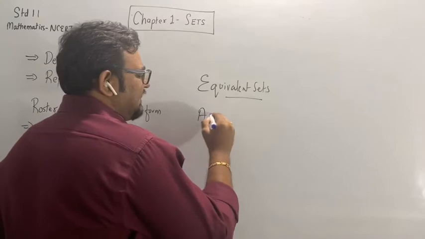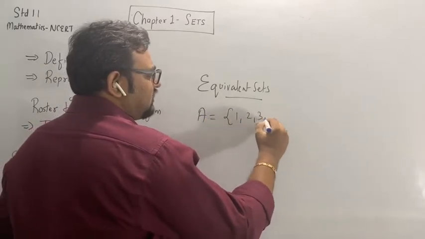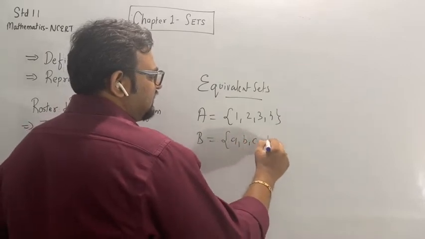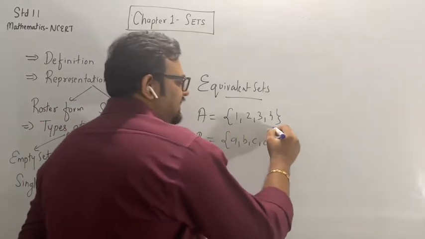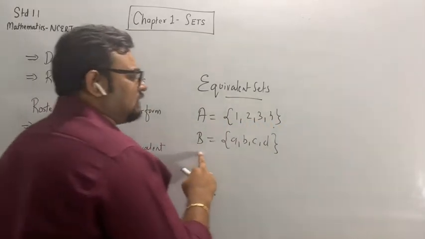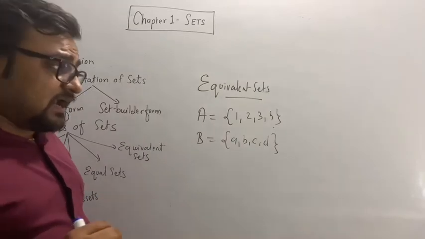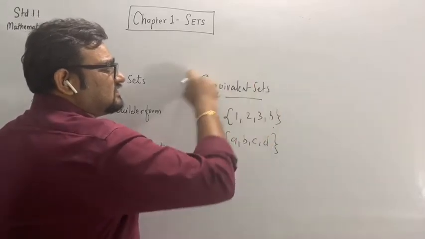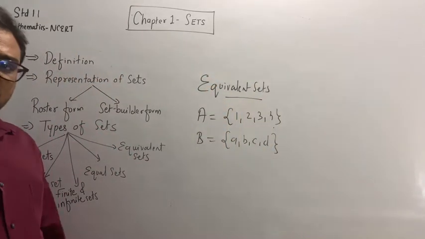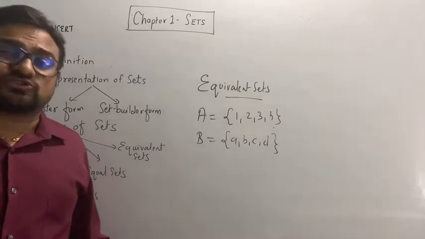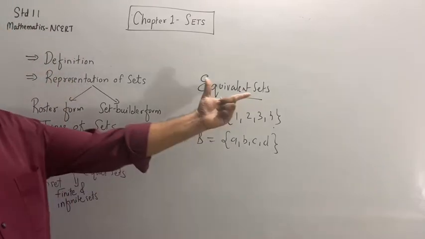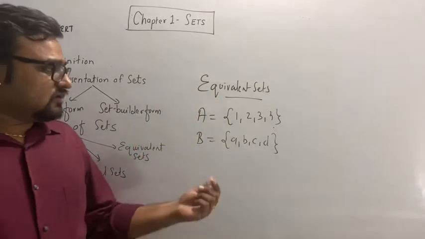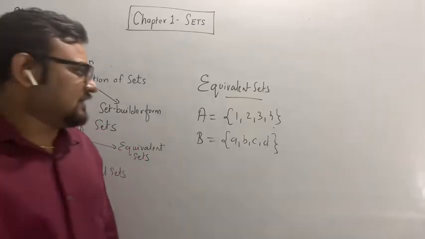Means if I write A equal to {1, 2, 3, 4}, and B equal to {a, b, c, d}, see the number of elements in A is 4, and the number of elements in B is 4. But the elements are not the same. Still, these are called equivalent sets. Clear? And in equal sets, obviously the number is also the same. So all equal sets are called equivalent sets, but all equivalent sets are not equal sets. Okay, so this was about equivalent sets.